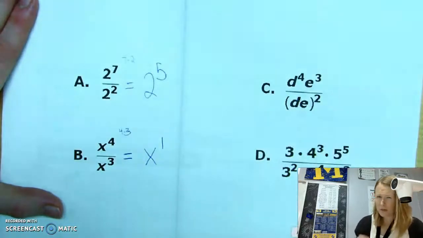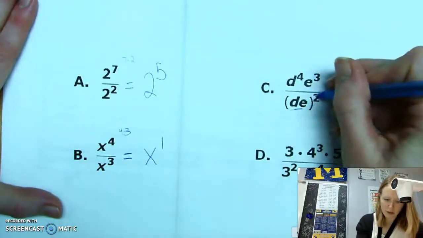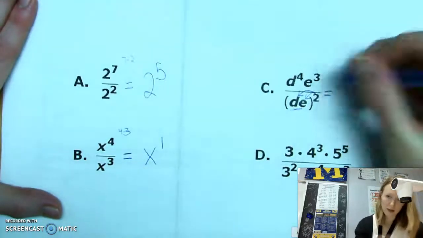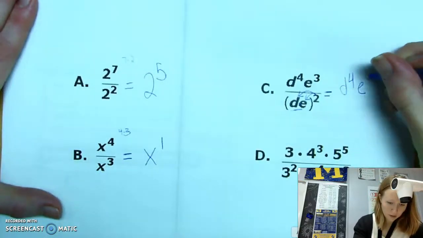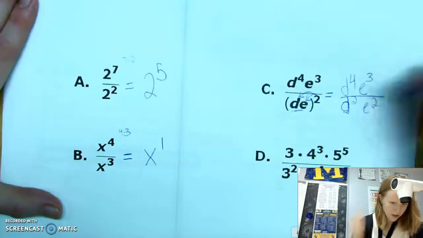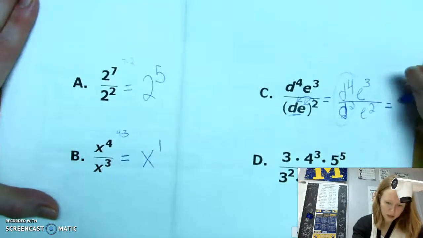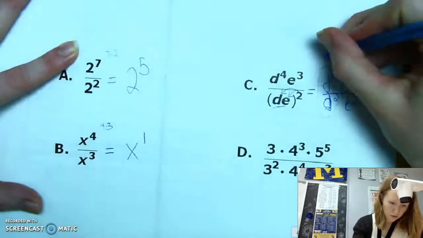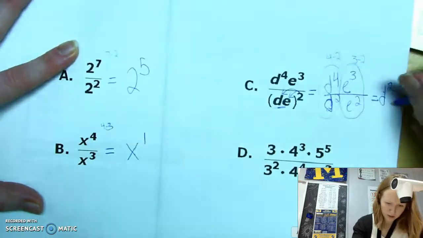Part C, though, we have some simplifying we have to do first. Remember from yesterday, if you have a product in the parentheses, you need to distribute that exponent. That's called power of a product. When we do that, I'm left with d to the 4th, e to the 3rd over d squared, e squared. Now, what I can do is subtract my exponents. D to the 4th over d squared gives me 4 minus 2 is 2. And e cubed over e squared, well, 3 minus 2 is 1, so I'd get e to the 1st.